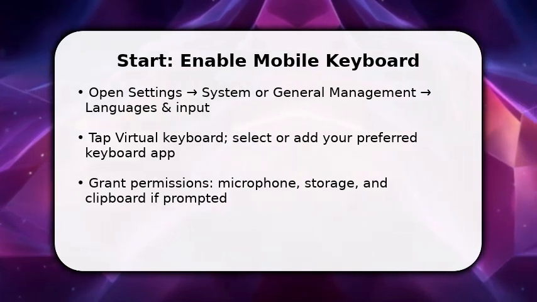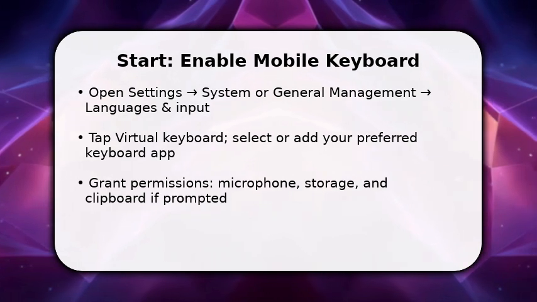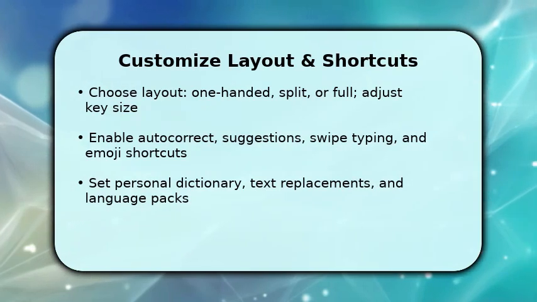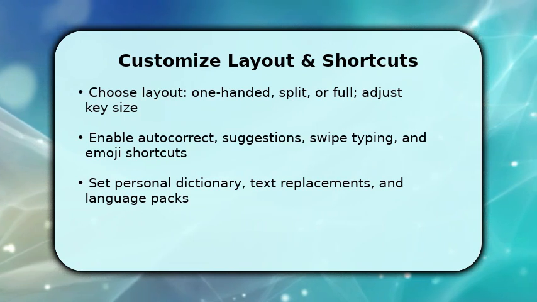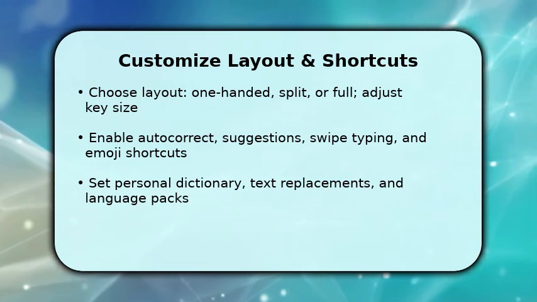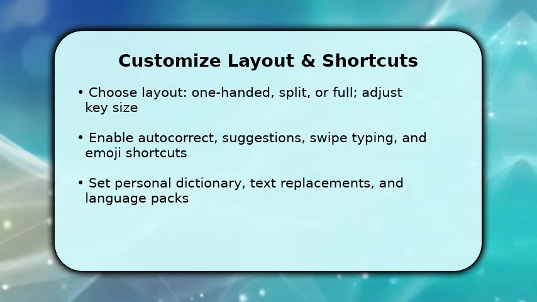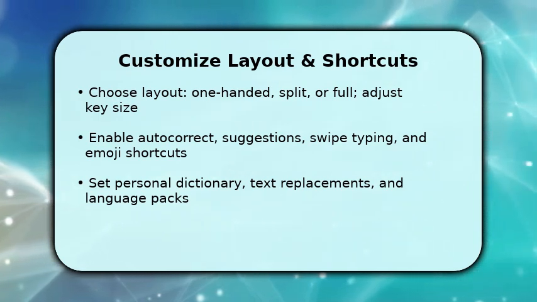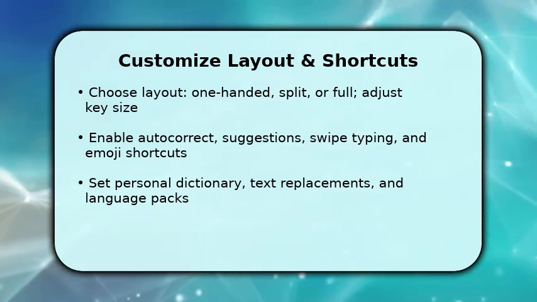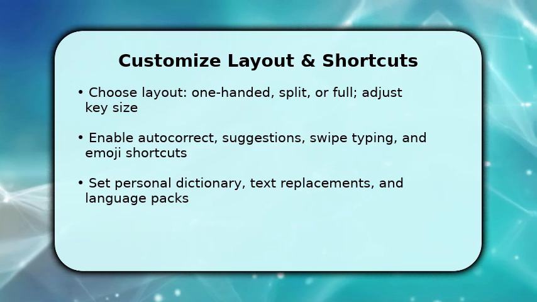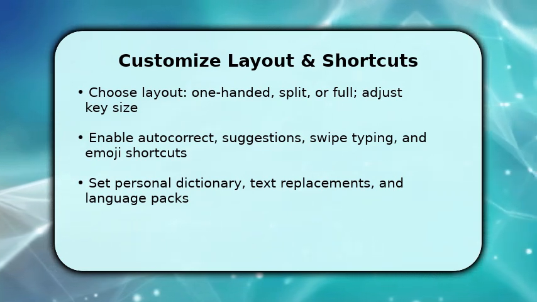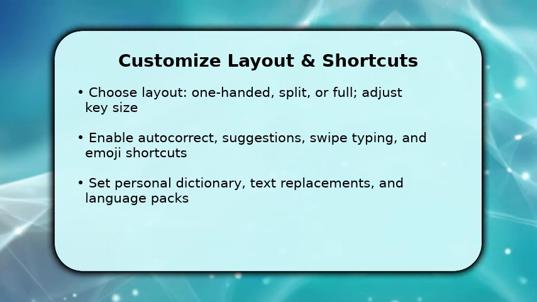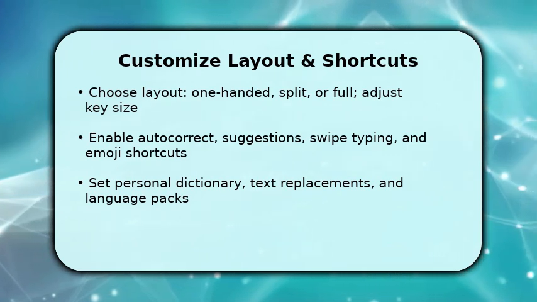Make sure the keyboard layout matches your handedness and language. Now you optimize how you type by adjusting layout and shortcuts. Select one-handed or split mode if you tap with a thumb. Increase key size for fewer mistakes. Turn on autocorrect and predictive suggestions to save keystrokes and enable swipe typing if you prefer sliding. Add common phrases to your personal dictionary and create text replacements for long responses.